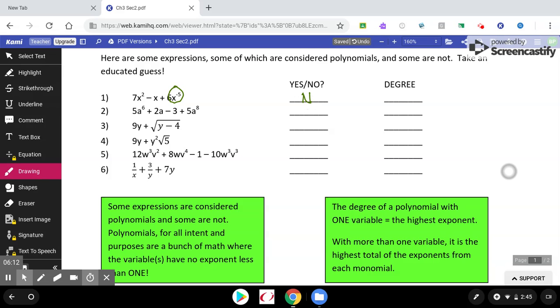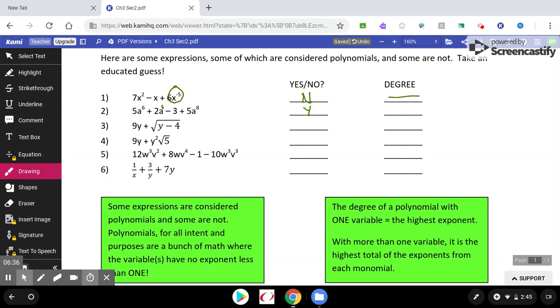And I'll just cut to the chase with the degree. If the answer is no, then we don't bother naming the degree. So we won't have to fill in that blank. On the second one, I don't see any exponents that are smaller than 1. There's a 6. This is understood to be a 1 right there. It's not smaller than 1. So that's a yes. We'll get to the degree here in a second.